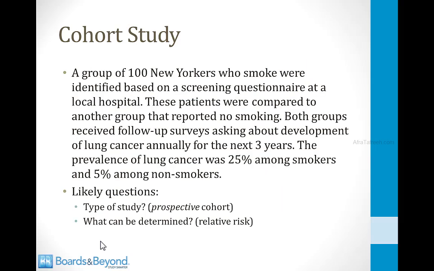So just like with the cross-sectional studies, let's go through some descriptions of cohort studies so you can learn to recognize them. Suppose a group of 100 New Yorkers who smoke were identified based on a screening questionnaire at a local hospital. These patients were compared to another group that reported no smoking. Both groups received follow-up surveys asking about development of lung cancer annually for the next 3 years. The prevalence of lung cancer was 25% among smokers and 5% among non-smokers.